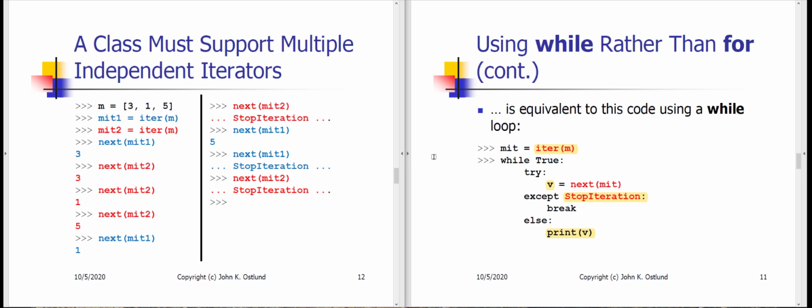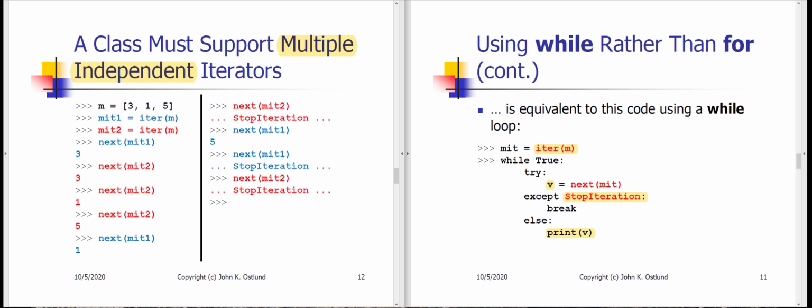Okay, so here we have some examples. We also need to be able to have multiple independent iterators. That is, the class that you have needs to be able to support multiple iterators stepping through the same list or through the same iterable, through the same collection, independently of each other. And this on slide 12 is illustrating that for the built-in list collection type, that does actually work.